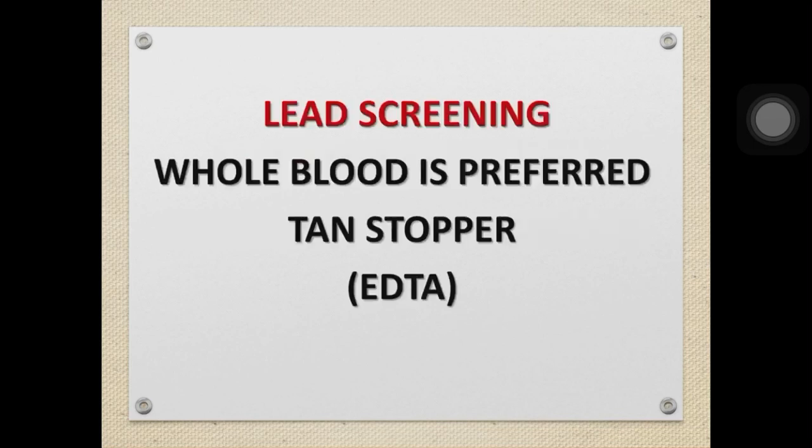Lead screening, whole blood is preferred. Tanostopper na tube, anong anticoagulant EDTA? Sa red cell, ano pong hinahanap natin? In lead poisoning, basophilic stippling.